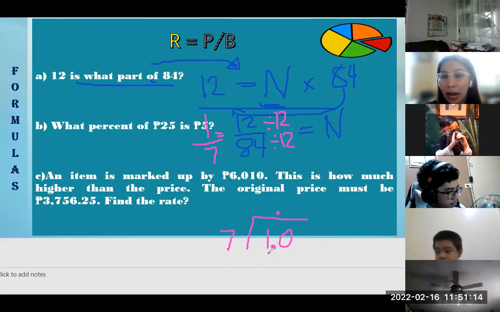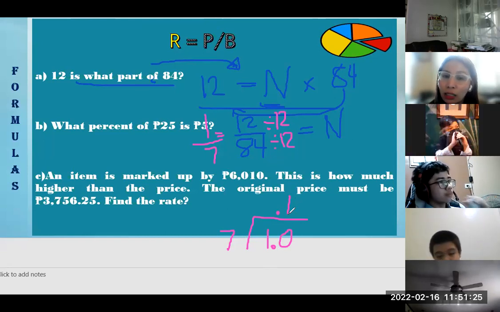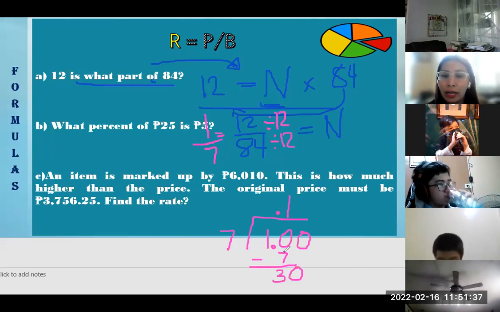Now, hindi na 1, right? Yung ating dividend, hindi na 1. The 1 becomes 10. Kailangan mas malaki yung ating dividend. 10 divided by 7, it's 1. 1 times 7, it's 7. Subtract natin, we have 3. 3, we cannot divide it by 7. So, let's add another 0. Ayan, 0, add tayo, 30. Divided by 7, it's 4, right?